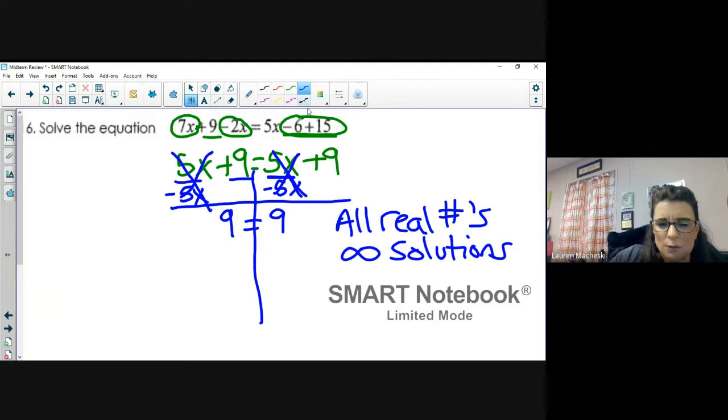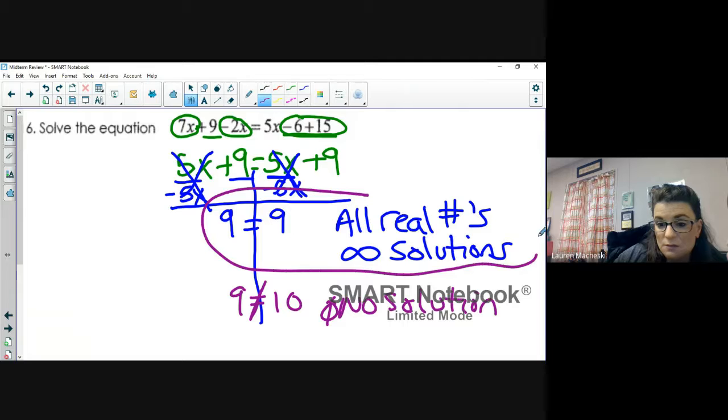Think about, what if we were in this situation and it was false? Let's just say we were left with 9 equals 10. Well, that's not true. It's false. So remember, it's no solution. Okay? So just a little bit to remember.